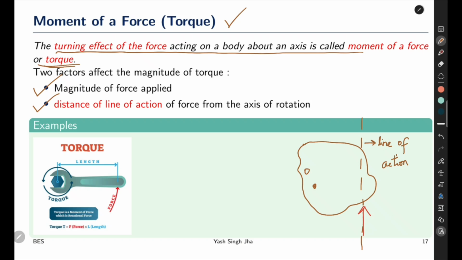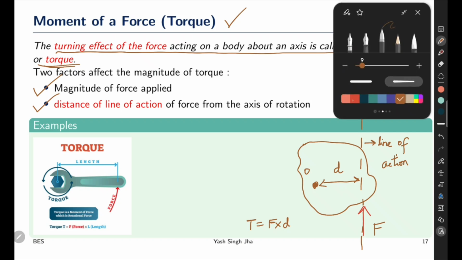The distance of the line of action of force from the axis of rotation. So this is the axis of rotation. From here, this distance is what determines the magnitude of torque. Let's say this distance is D, and this force is F. So the torque produced is F times D.